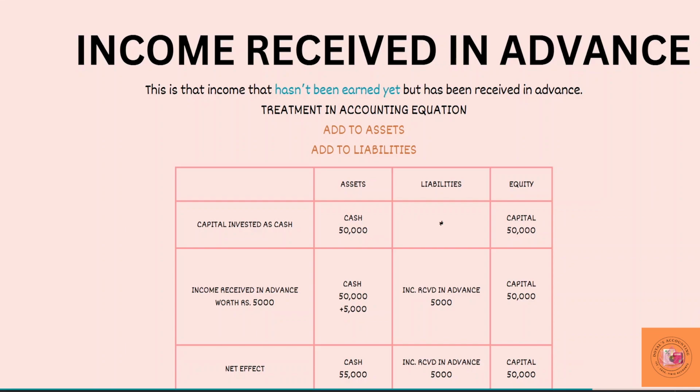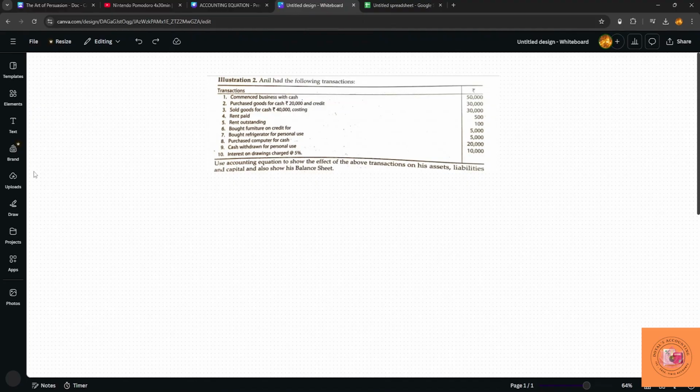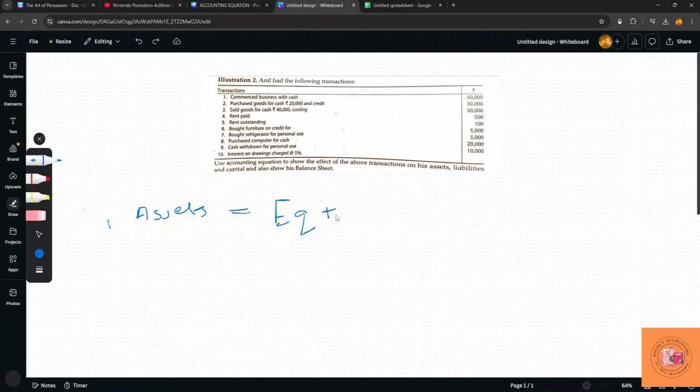Okay, so these are some common cases. Now we will solve a problem. Okay, let's do this. Before we go into our books and start writing down the accounting equation in all the formula and format, let us first understand what effect each particular transaction has on the assets and liabilities. So assets must equal equity and liability. Assets equals equity plus liabilities.